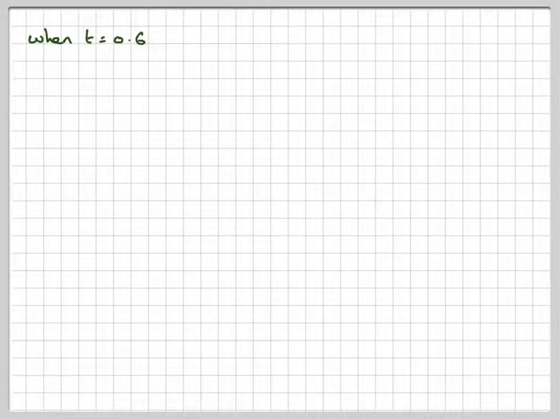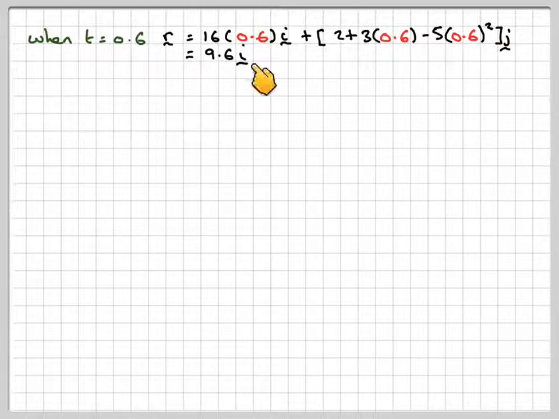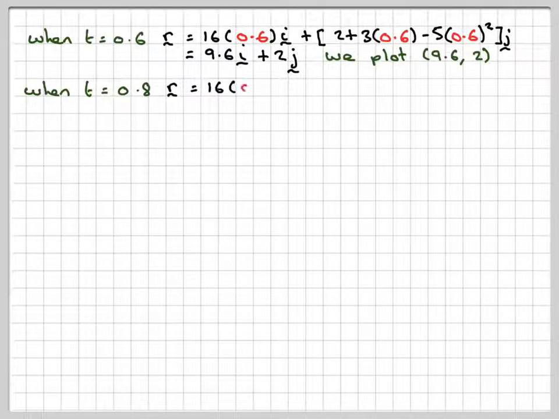When t is equal to 0.6, r is equal to 16 times 0.6 i plus 2 plus 3 times 0.6 minus 5 times 0.6 squared j. So that gives me 9.6i, 2j. We plot the point 9.6, 2.